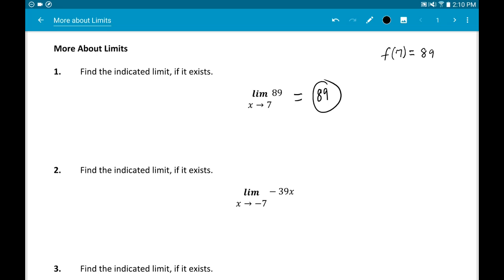Okay, simple enough. Number 2, the limit as x approaches -7 of -39x. Same thing. If we can plug in the number and it spits out a number, we're finished. So if I plug in -7 for x, I've got -39 times -7. That's going to be positive 273. So simple enough. For both of those, you plug in a number, it spits out a number. That's all you've got to do.